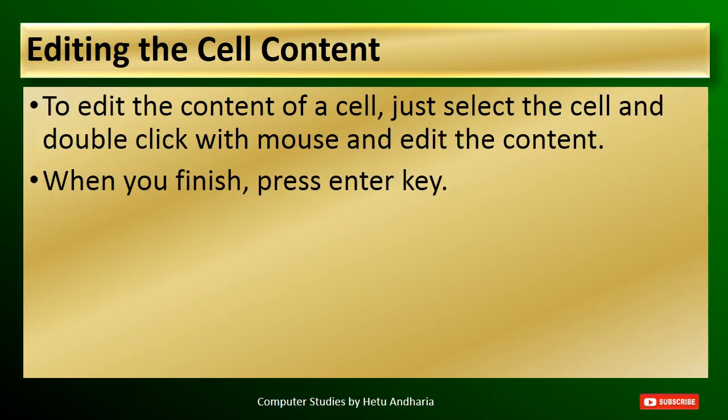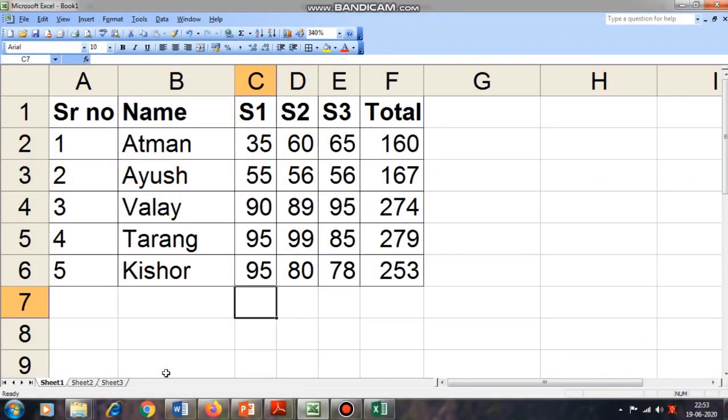Now we will learn about editing the cell content. To edit the content of a cell, just select a cell and double click with mouse and edit the content. Now when I am speaking this thing, it looks very simple, but actually the concept is not still clear in your mind. So I will explain you this thing practically. What is the meaning of editing the content of the cell?